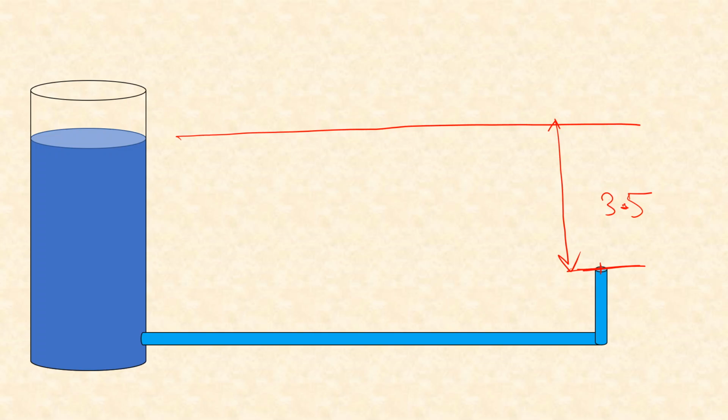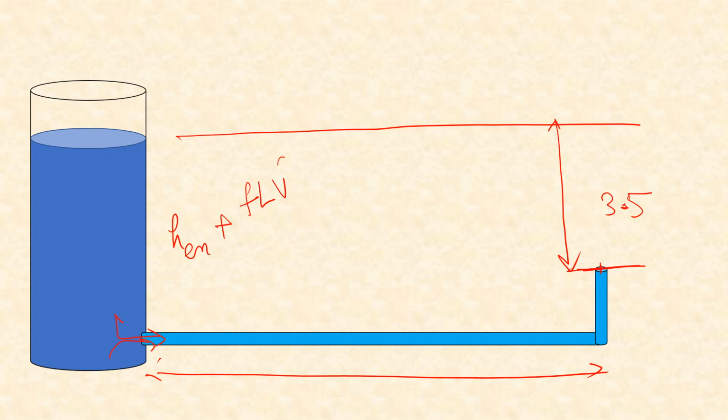So in this case, again, there will be some loss here. So that is head loss at entry plus loss in this pipe, which will be given by f L V square by 2g D. Let's call it L1 because there are two pipe segments: f L1 V1 square by 2g D1.